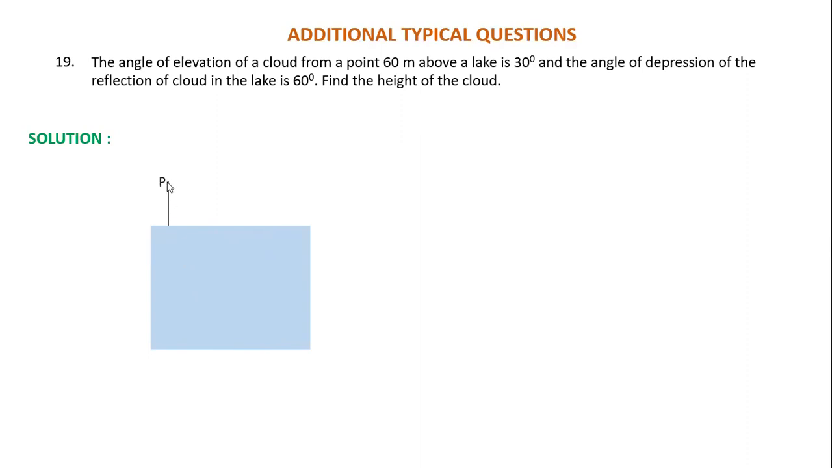Okay. P is a point which is 60 meters above the lake level. There's a cloud here. This is the line of sight. From here, he looks at the top of the cloud. He measures this angle as 30 degrees.